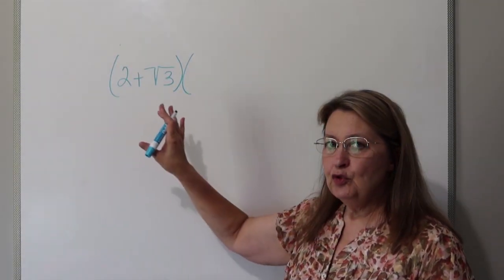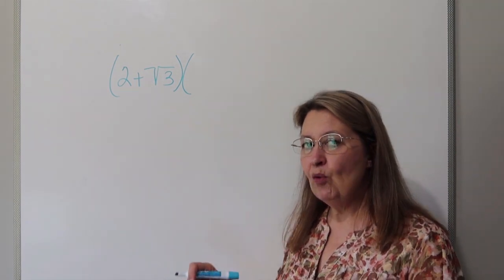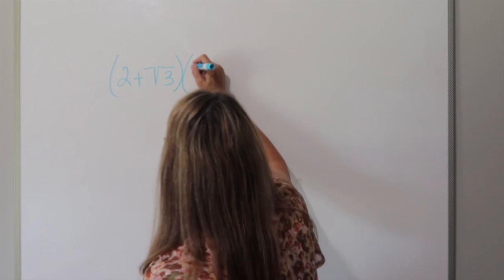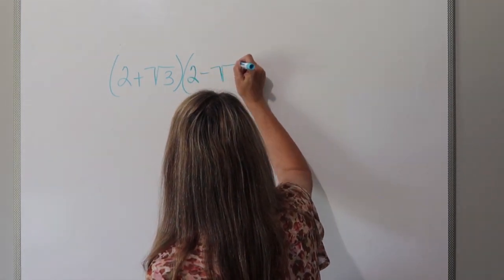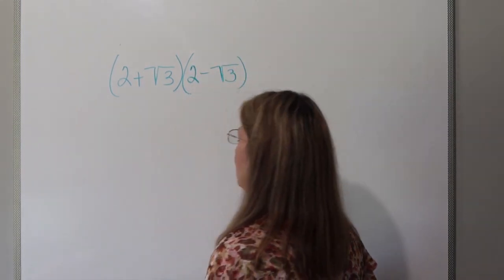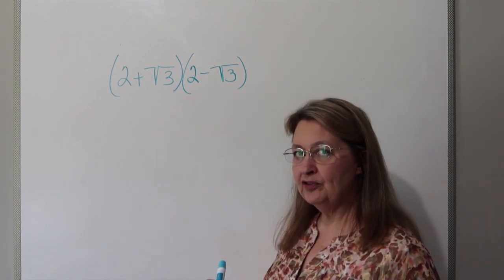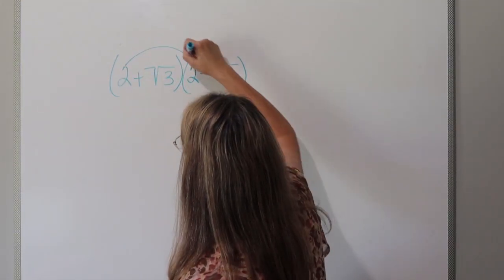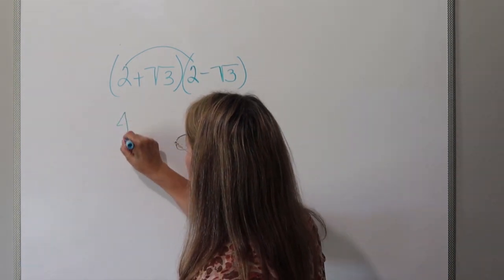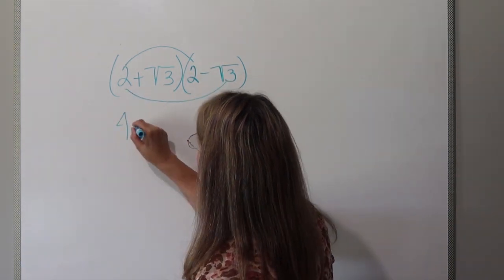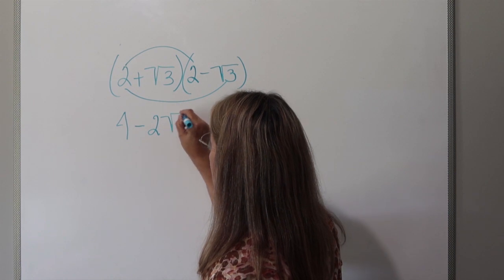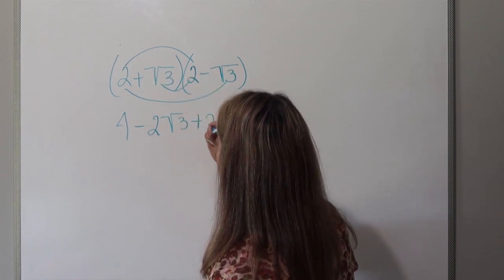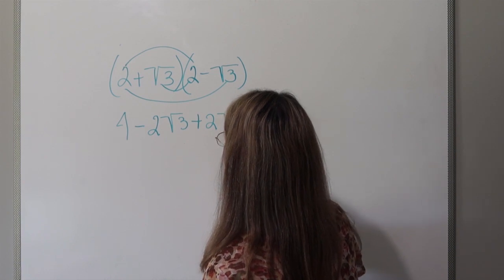So let's take 2 plus square root of 3, and I'm going to multiply it by its conjugate. 2 plus square root of 3 times 2 minus square root of 3. Now how do you multiply two binomials together? There's your good old FOIL method. So I'm going to multiply the first. 2 times 2 is 4. My outside is going to give me negative 2 square root of 3. My inside is going to give me positive 2 square root of 3.